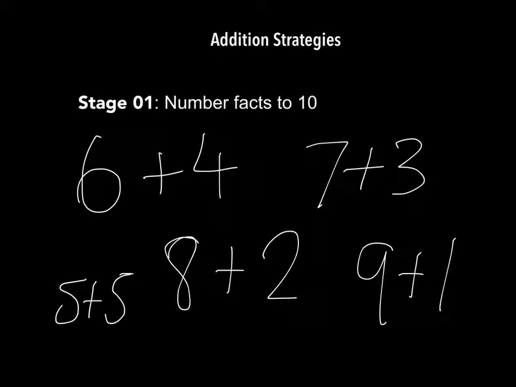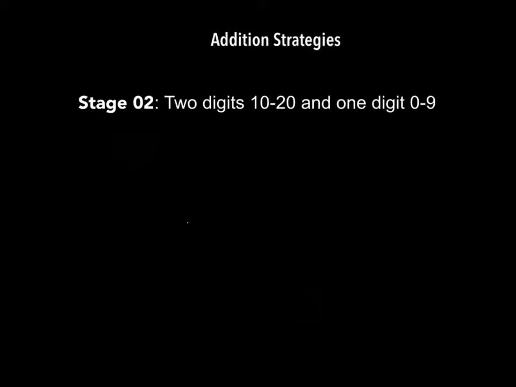So without using your fingers, looking at those numbers, knowing that whichever way you write the numbers, they always add up to 10. So stage 2 addition strategies, we're looking at using 2-digit numbers, particularly between 10 and 20, and 1-digit numbers. And again, being able to use mental strategies to quickly add these up, or just being able to look at the recall and go, I know what that equals.